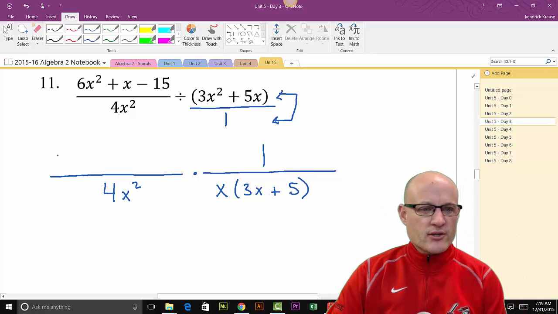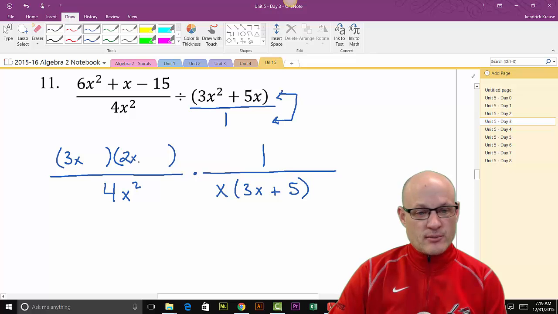4x squared. And this one, 3x and 2x. Now, if I'm a cheating man, I see a 3x plus 5 here. I'm going to guess this is probably plus 5, and if that's plus 5, then this would have to be minus 3. But I'm going to check.